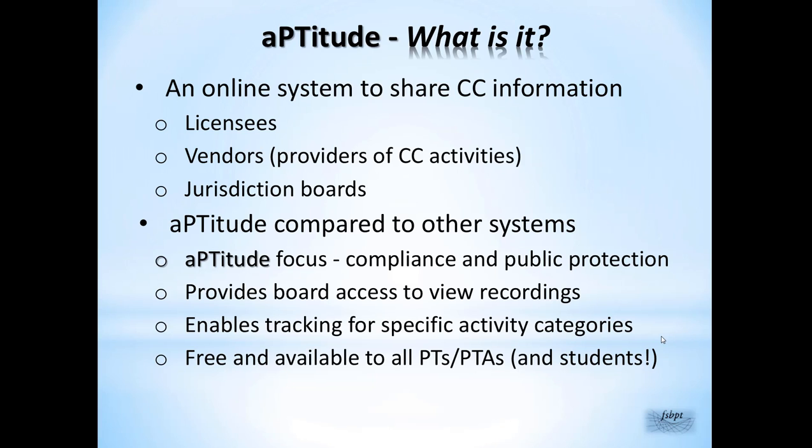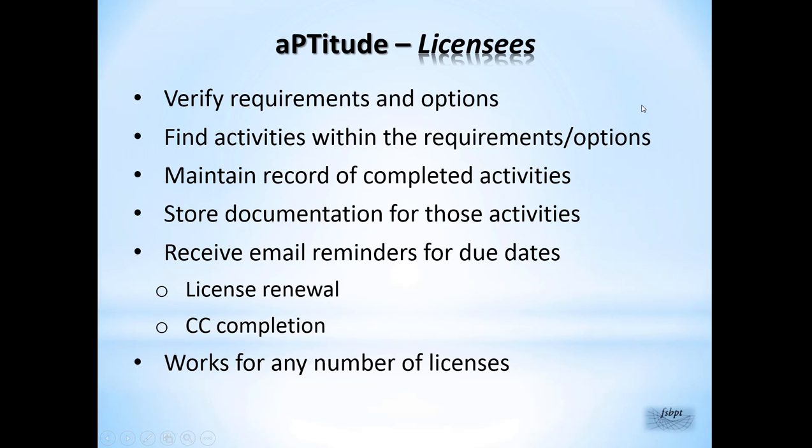So while there are other online tracking systems and apps that individuals can use to record what they have completed, aPTitude is a very smart system. It enables tracking and completion of activities by category, and it provides the board in that state access to review everything that the licensee has recorded. Recently, we've added students as aPTitude users.